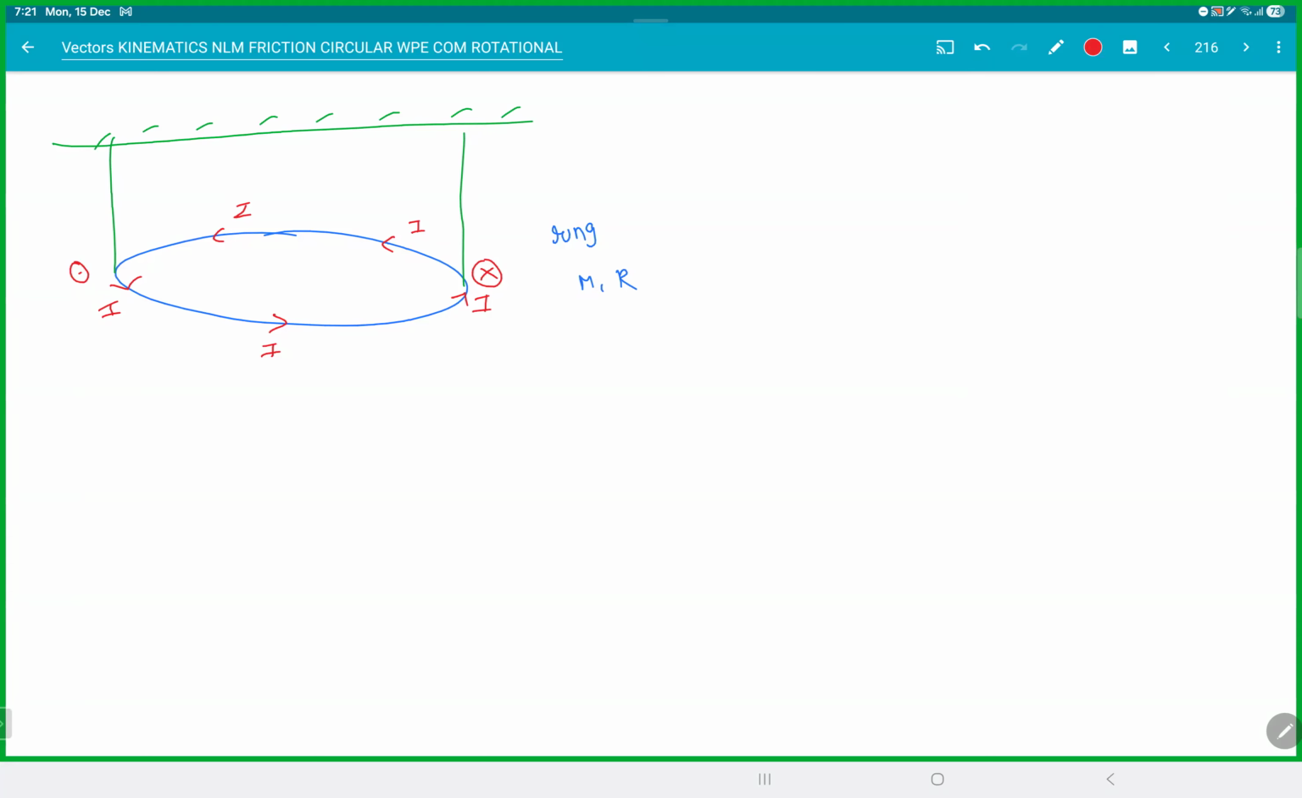And then someone suddenly switched off the magnetic field B, and gravity is also present. This guy was T2 and this guy was T1. Find T1, T2 in equilibrium. I hope you're getting it: a ring is hanging horizontally. Along the diameter, you connected two ropes. Current I is flowing, N turns. Mass M, radius R. There is a magnetic field horizontally and a vertical gravitational field. Find T1, T2 in equilibrium.